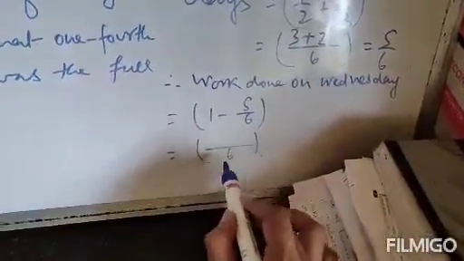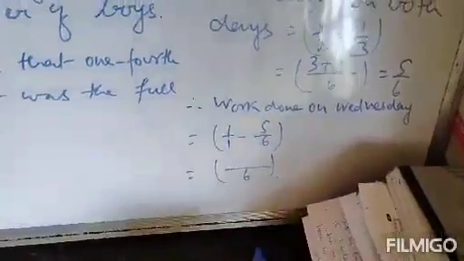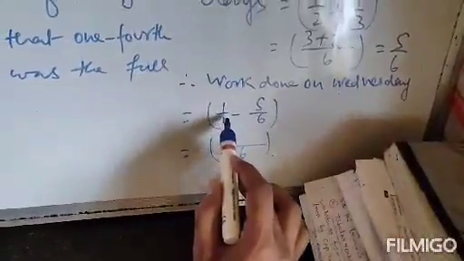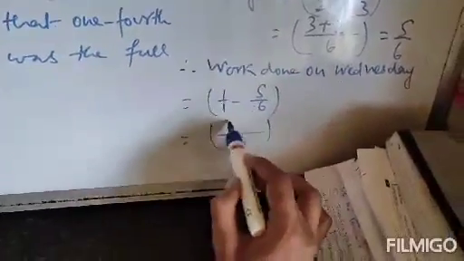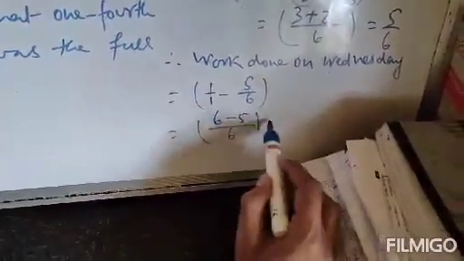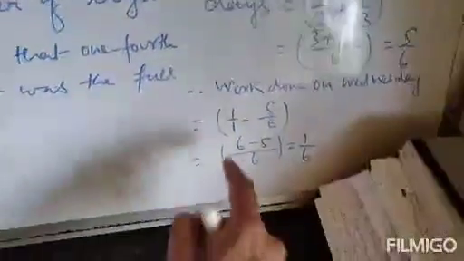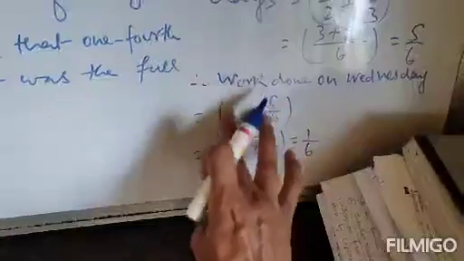Now LCM is 6, and 1 we can write as 1/1. So divide 6 by 1, quotient is 6. 6 into numerator 1, that is 6. 6 by 6, quotient is 1. 1 into 5, that is 5. So answer will be 1/6. You can write 1/1 like this, or you can simply write 1 like this. Clear? So 1/6, so right answer.